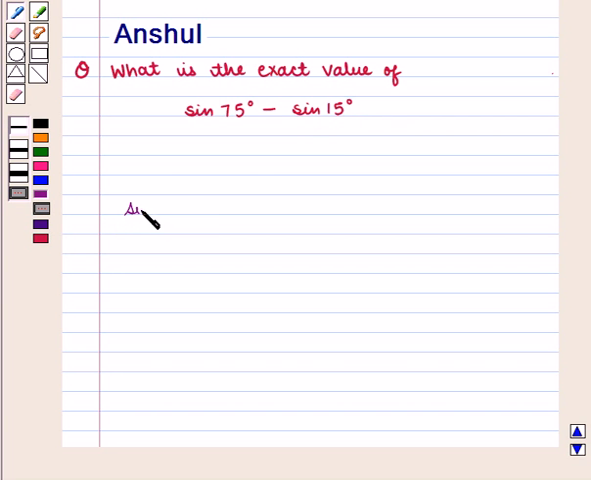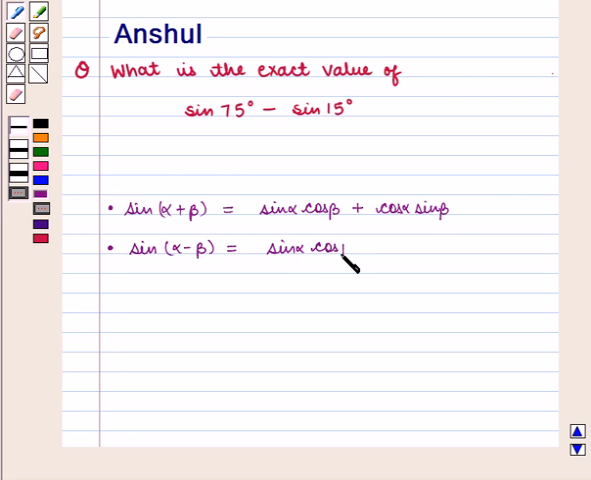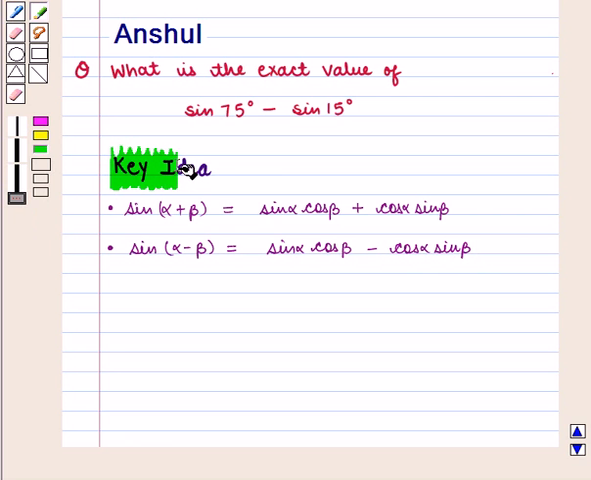We know that sine of alpha plus beta is equal to sine of alpha into cos of beta plus cos of alpha into sine of beta. Also, sine of alpha minus beta is equal to sine of alpha into cos of beta minus cos of alpha into sine of beta. With this key idea, we shall proceed to the solution.